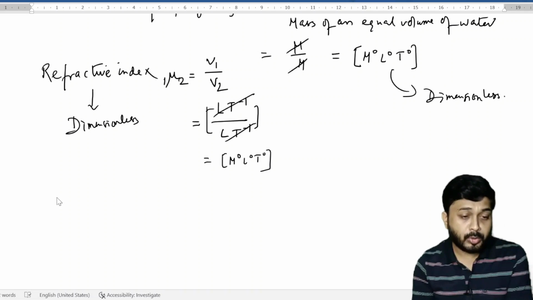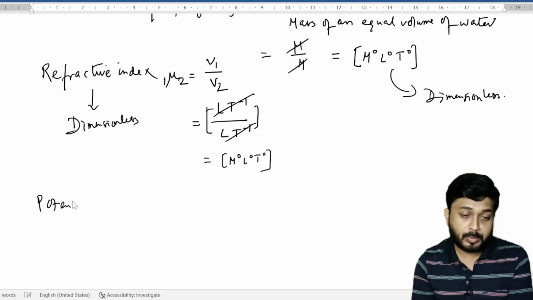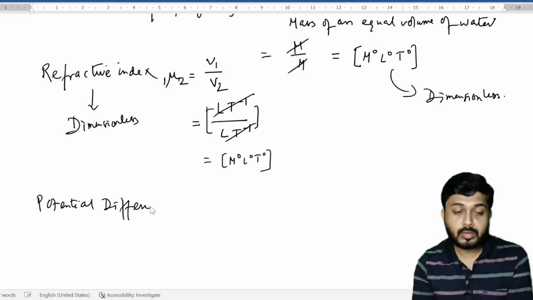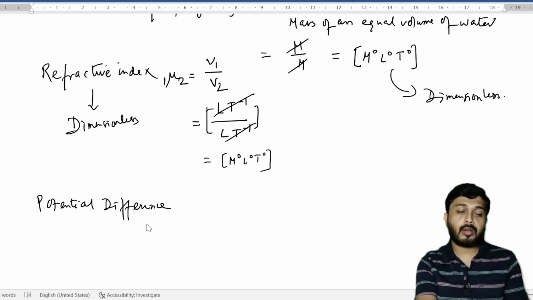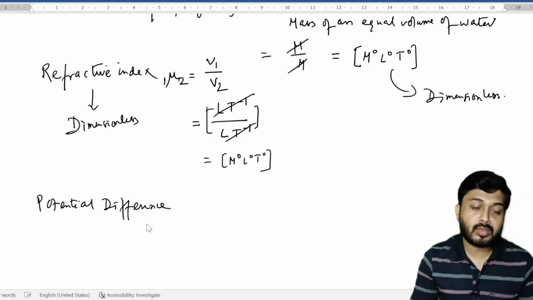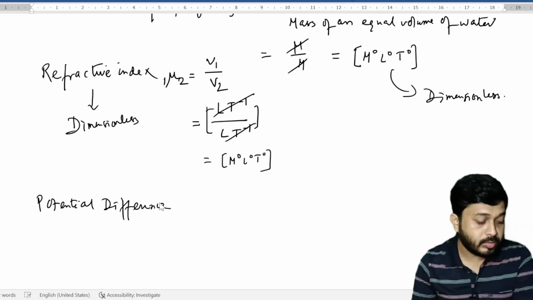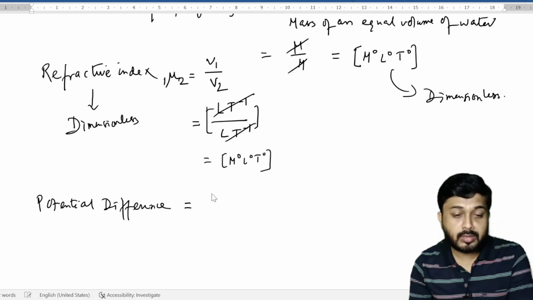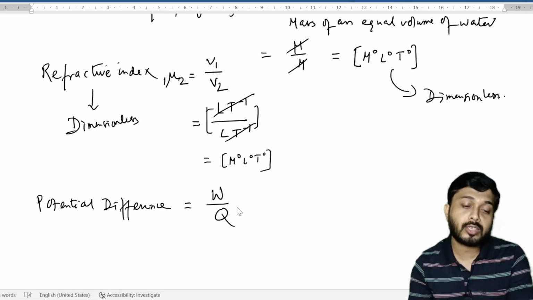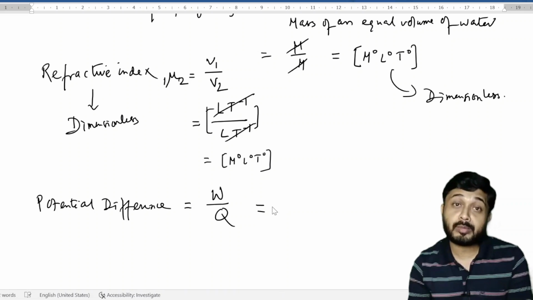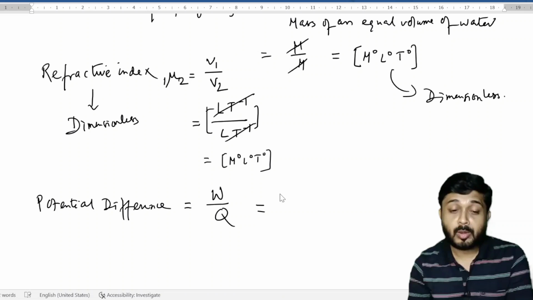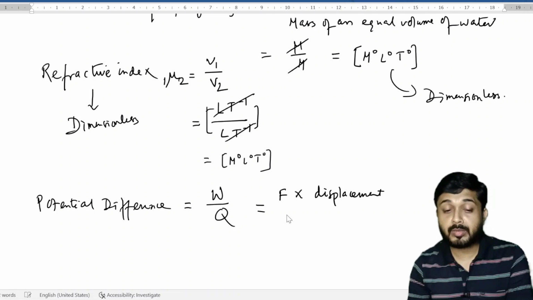Next one I will show you is potential difference. What is potential difference? Potential difference is a physical quantity which we will have in electrostatics and current electricity. The formula for potential difference is equal to work done per unit charge, W by Q. Work done per unit charge. What is work done? We did it before already in this class, right? Work done is equal to force multiplied by displacement, right? Force multiplied by displacement. And what is charge?